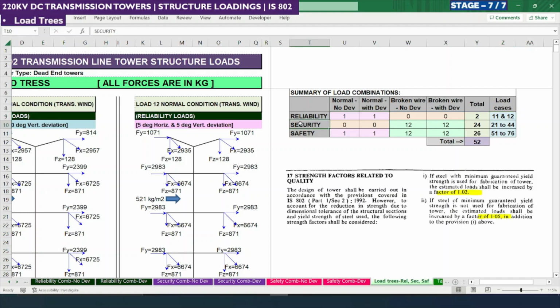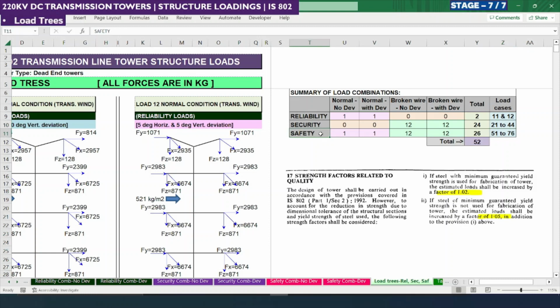Next one is security load combinations. For the normal condition there are no load trees, but for the broken wire condition there are 12 in without deviation and 12 in with deviation. So totally it is 24 load trees we need to form. The load cases can start from 21 to 44. So totally it is 24 load cases and load trees for security load combinations.